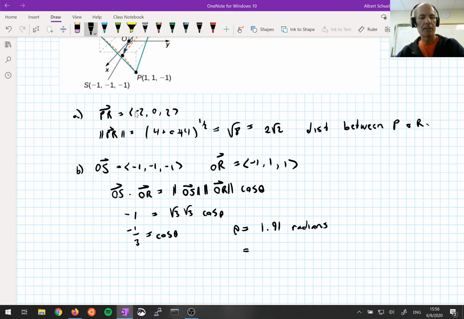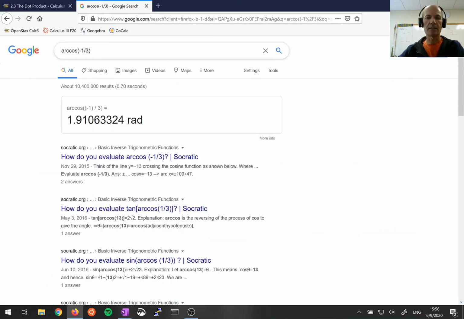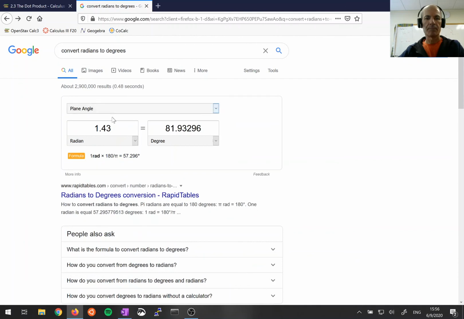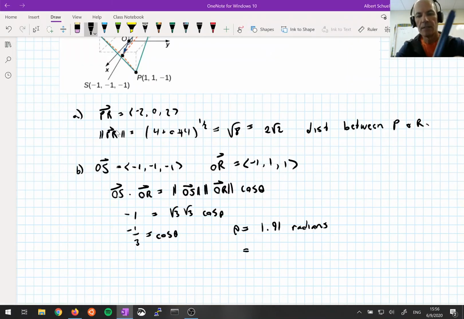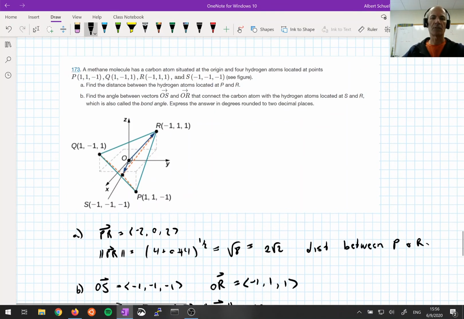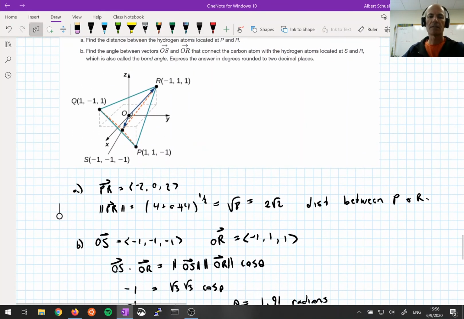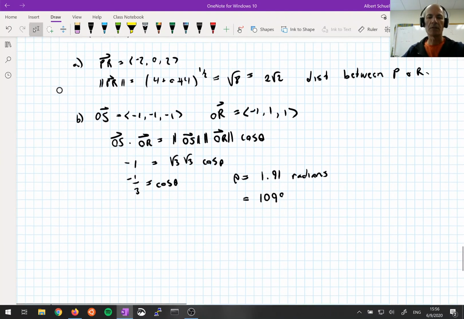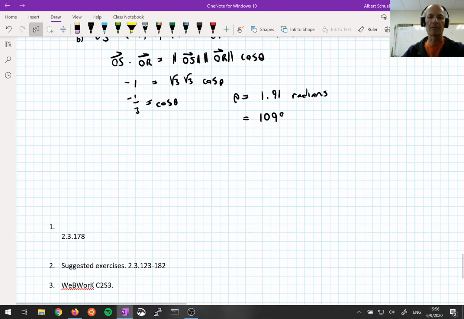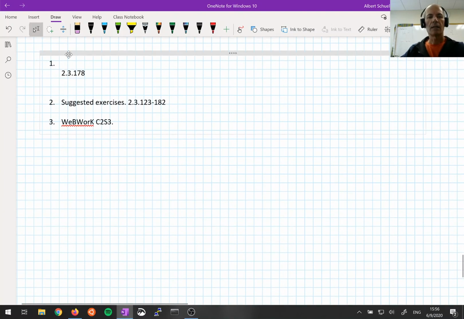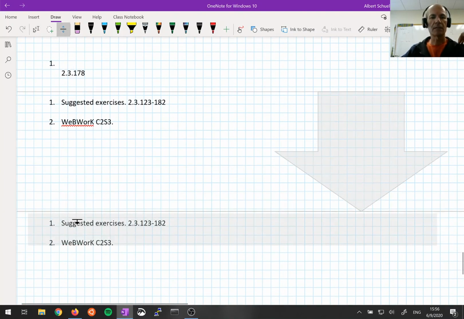And as degrees, let's see what that looks like as degrees. We would expect this to be a little bit bigger than 90 degrees. 109 degrees, so there are 109 degrees between these two vectors in this particular molecule. Like I said, crystallographers use this. It's really important in scattering theory, that kind of stuff. All right, last, not least, 178.